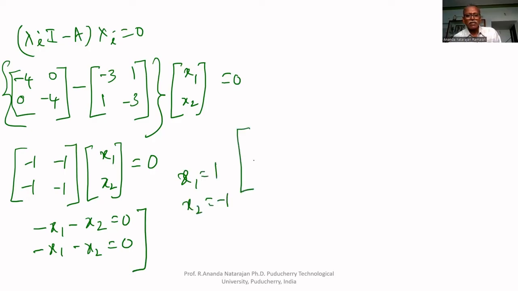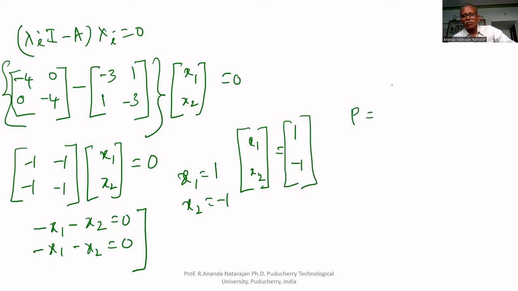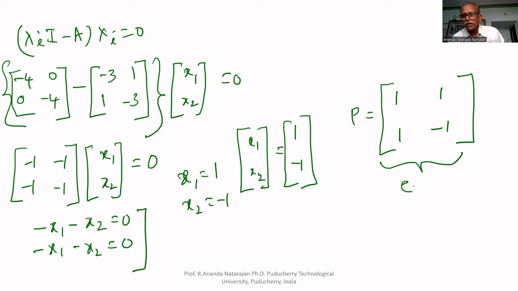Therefore, the other eigenvector x1, x2 is 1, minus 1. Therefore, the P matrix is obtained by combining these two eigenvectors. P matrix is 1, 1, 1, minus 1. This is the P matrix. So these are the eigenvectors: 1, 1, 1, minus 1. If you combine the eigenvectors, you will get the P matrix.